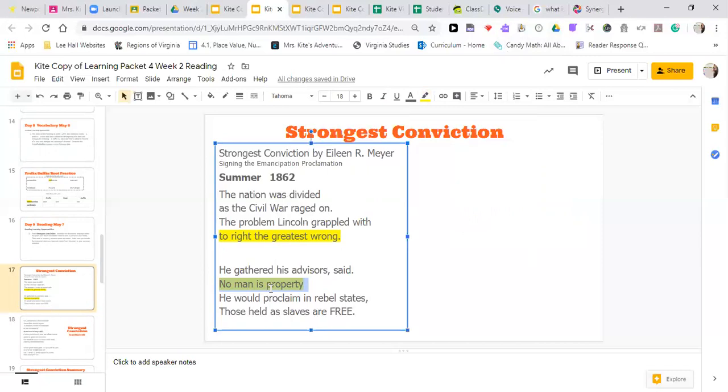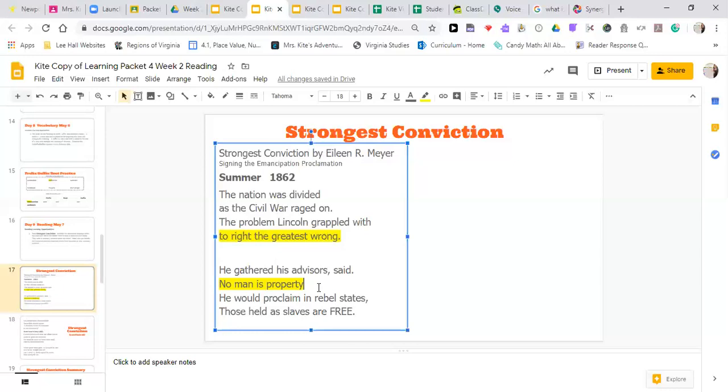In Virginia Studies, you should have read that they treated slaves like property. Your teacher probably talked about it when we were talking about Jamestown. They were treated poorly. They were treated like animals. Families were separated. Mothers and fathers separated from each other, separated from their children. And often they were punished in terrible ways. People bought them, sold them, and treated them like animals. But Lincoln thought, no, this is not okay. And he was working to right the greatest wrong.